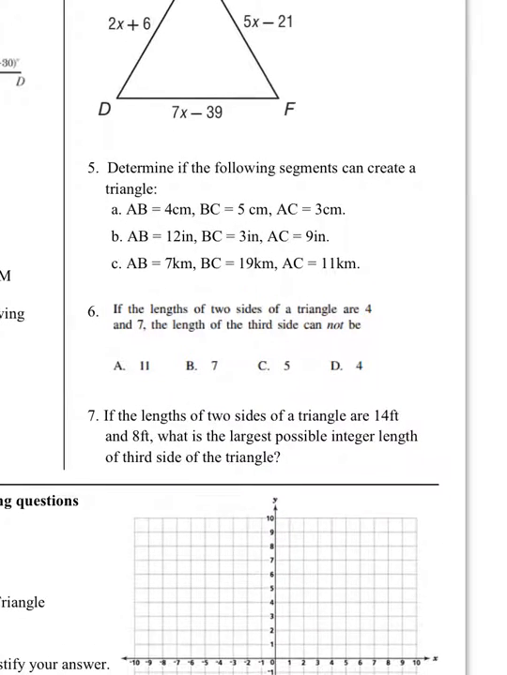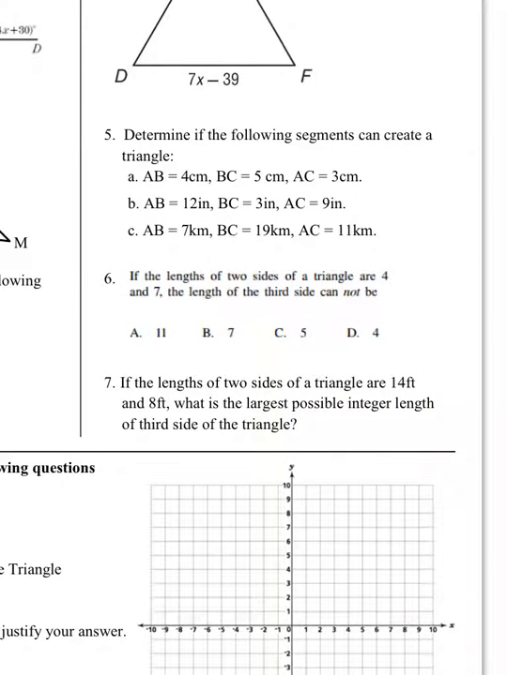Let's go to 5. So on these three problems, A, B, and C, determine if the following segment can create a triangle. You have to put them in order, from smallest to largest. A, B, C. And A plus B has to be bigger than C. So here, is 3 plus 4 bigger than 5? Yes, 7 is bigger than 5, so that's a triangle.